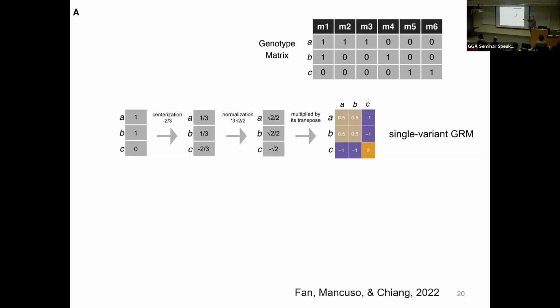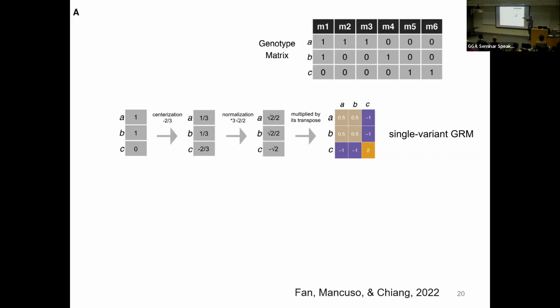I'm just going to center it first. I'm going to subtract off the mean. Now I'm going to normalize it. So what I end up dividing by is essentially what would be the standard deviation under Hardy-Weinberg equilibrium in the diploid case. But I normalize it, and then I just take the outer product. So I multiply this vector by its transpose, and I get a single variant GRM. So you can think of this as like a covariance matrix or correlation matrix for one locus.